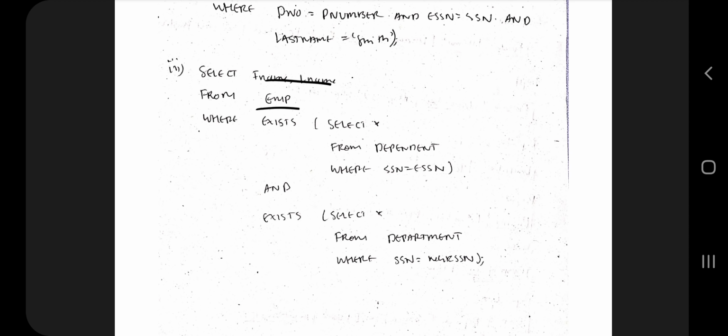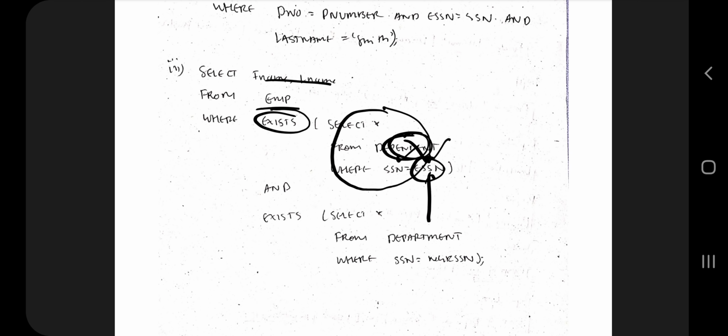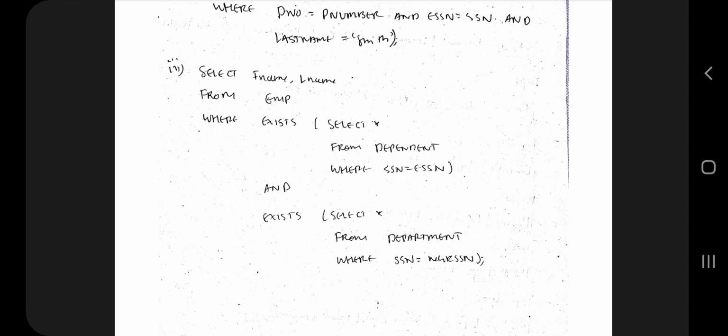That's the first step. Then where exists, who have at least one dependent, right? So where exists, select star from dependent where SSN is equal to ESSN. Dependents ESSN. The dependents supervisor's SSN is written here. If that is same as the SSN which we are considering here, then select it. And exists, select star from dependent where SSN is equal to manager SSN from department. Okay, so firstly we are considering from the dependent, and second from the department. In the department, SSN is equal to manager SSN.